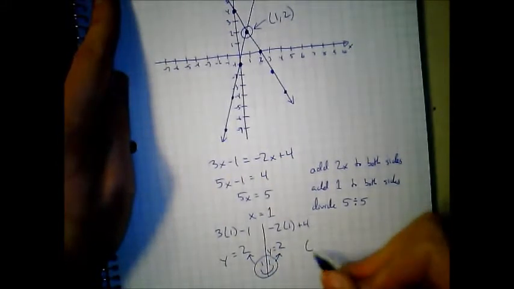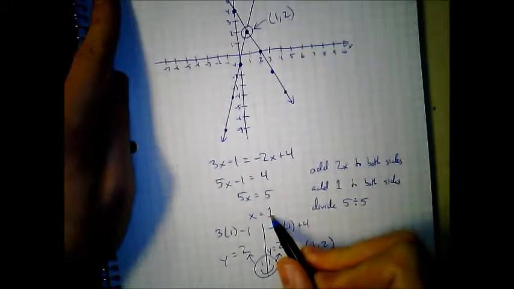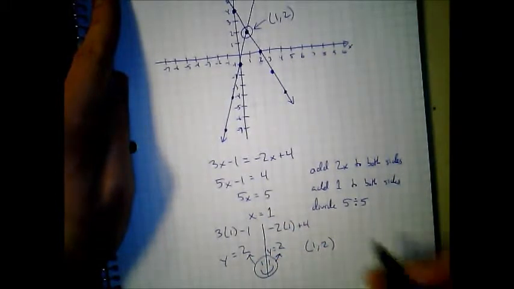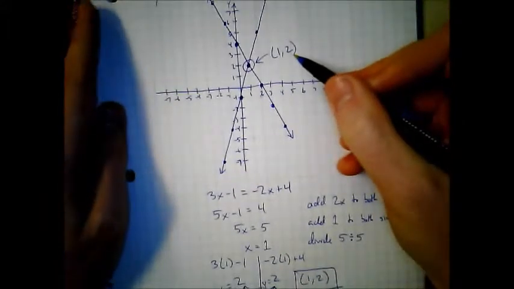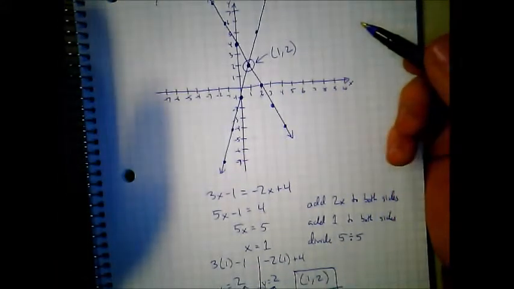So our point, using the equal values method, is x equals 1 and y equals 2. And that's exactly what we found by graphing. 1, 2. So we know we did it right. So now, let's try another example. And we're just going to use our equal values method. We're going to do it without graphing.